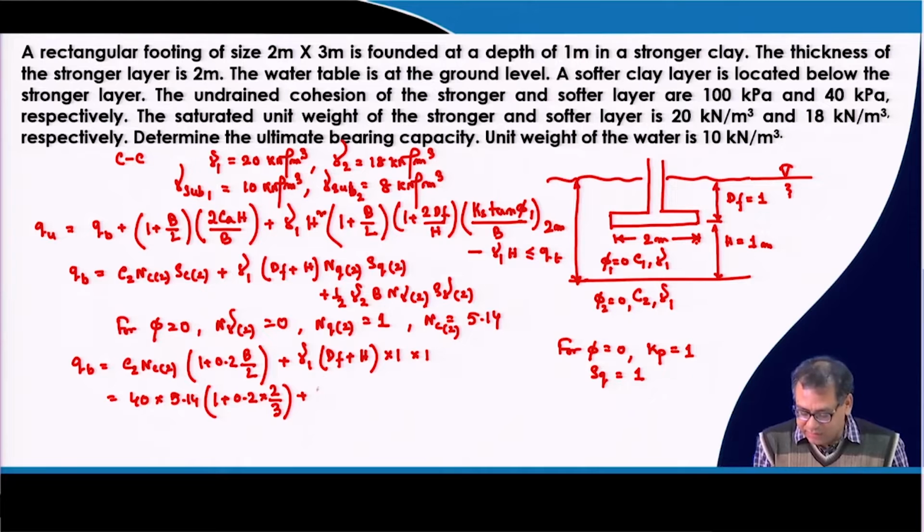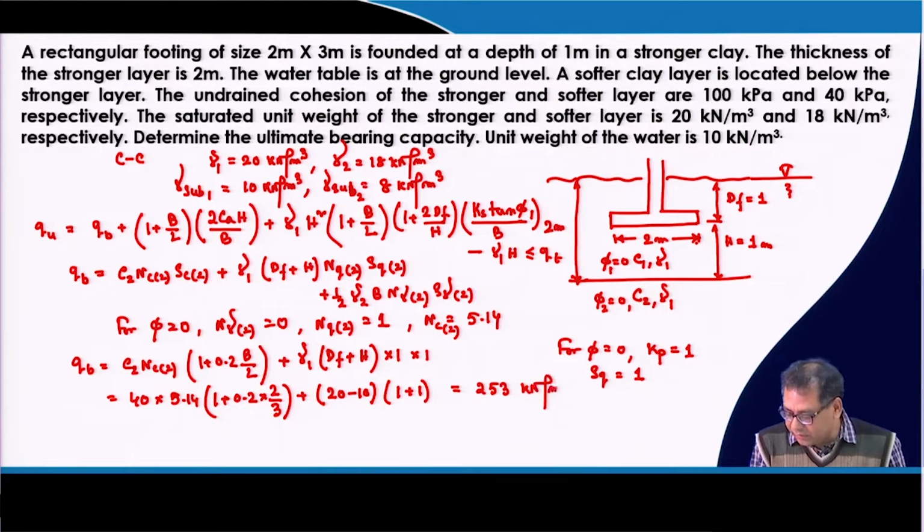So, gamma 1 basically will be 20 minus 1. Now this will be gamma sat, because the water table is at the surface, so we have to take the effective pressure. And then df is equal to 1, h is equal to 1, and this is 253 kilonewton per meter square. And remember that during the QB calculation we have taken the contribution of df and h both. So, we have to subtract that gamma 1 h in our basic equation.